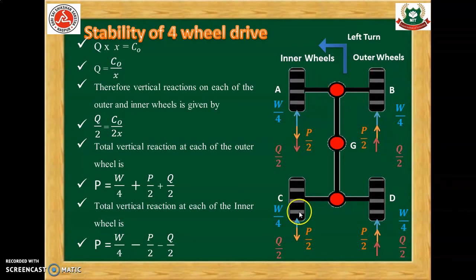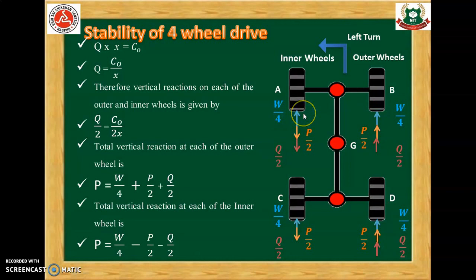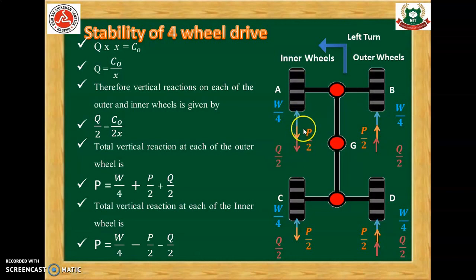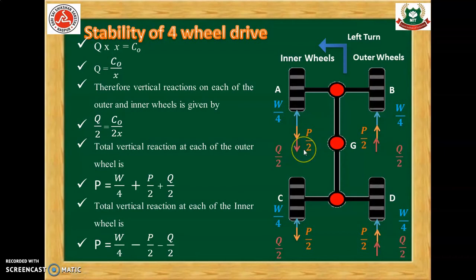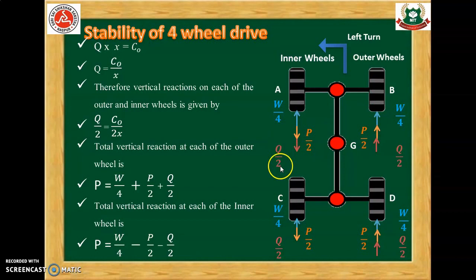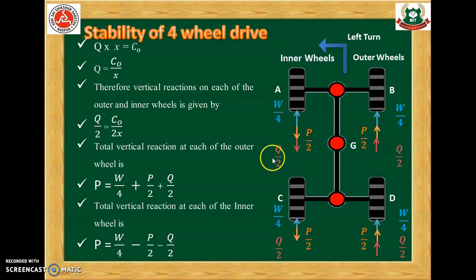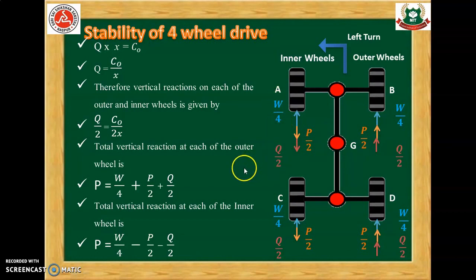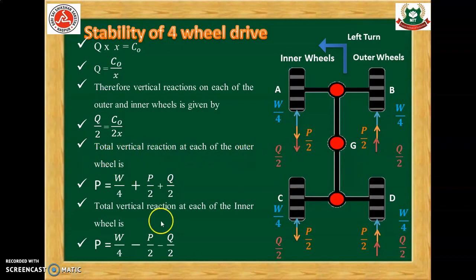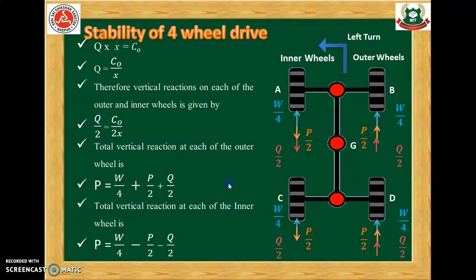And on the inner wheels you can see W upon 4 is acting in the upward direction, but P upon 2 and Q upon 2 are both acting in the downward direction. Hence, we have subtracted P upon 2 and Q upon 2 from W upon 4. So, in this way, we are able to calculate the total vertical reaction on each of the outer wheels and each of the inner wheels.